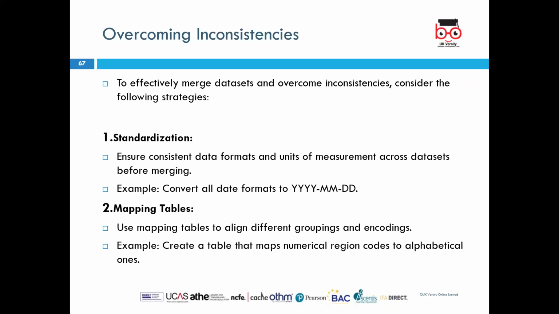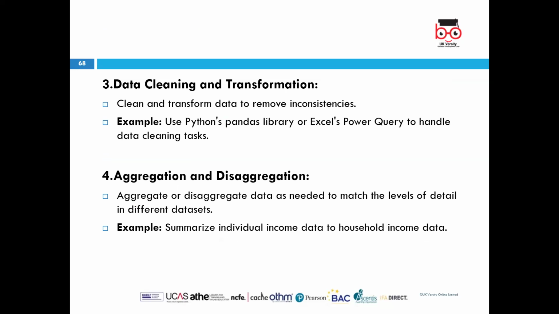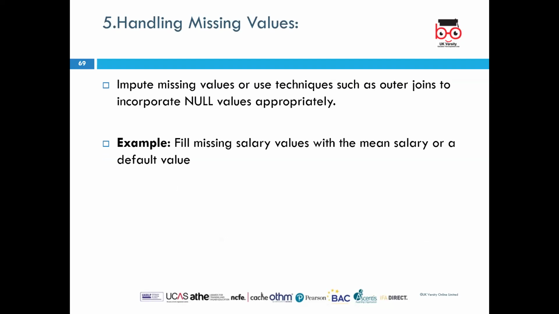So to overcome inconsistency, to effectively merge datasets and overcome inconsistency, we have to consider the following strategies: standardization, mapping tables, data cleaning and transformation, aggregation and disaggregation. When it comes to handling missing values, we have to impute missing values or use techniques such as outer join to incorporate null values appropriately.